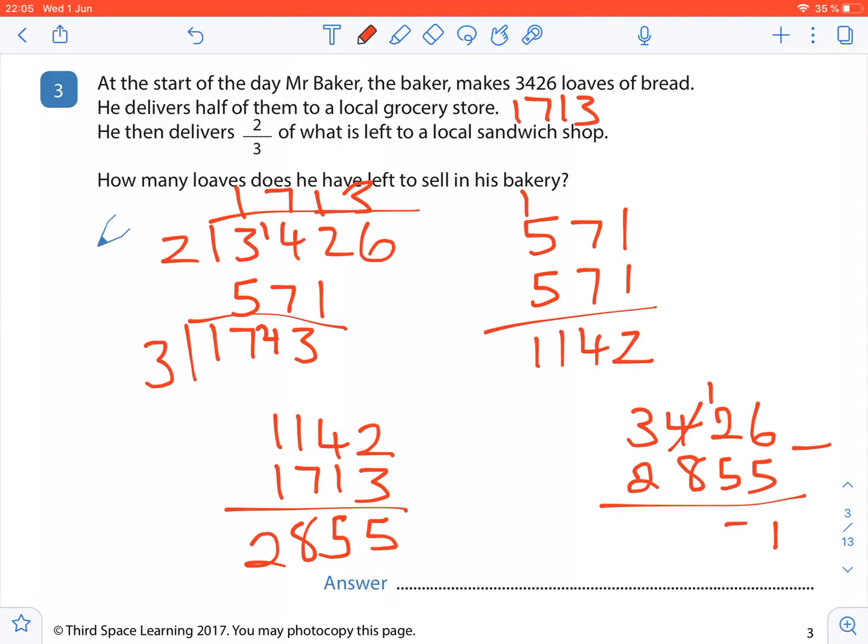So just do that. Is 5. So 571. So he has 571 to sell in his bakery.